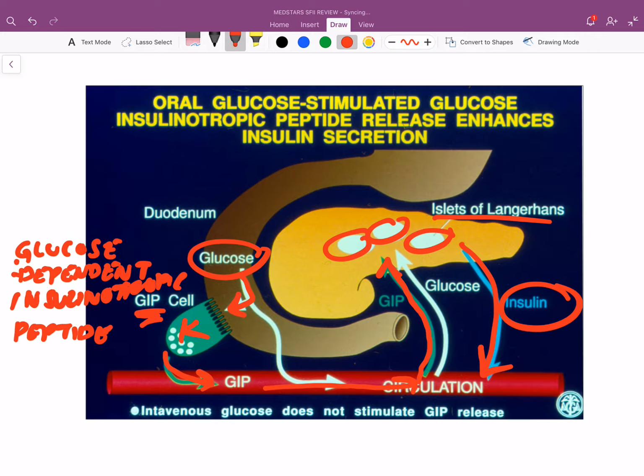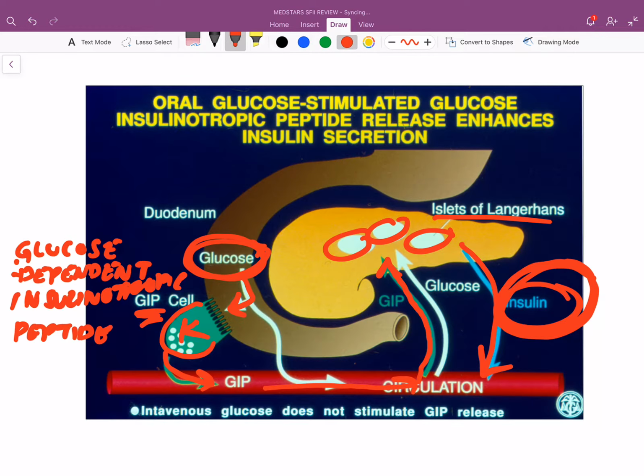Now, what you guys want to know is why. So why do we give glucose to diabetics who are having diabetic attacks? Why do we give them oral glucose instead of giving them IV glucose? Why do we do that? Well, the reason is this. These K cells' potential to secrete insulin is very, very high if you give someone oral glucose compared to giving them IV glucose, right?